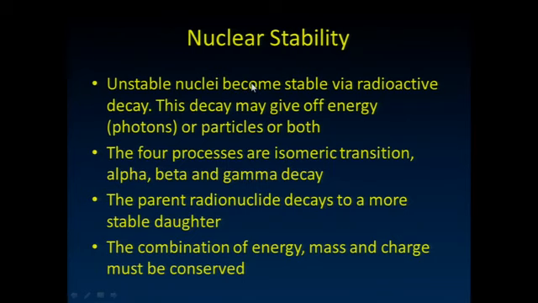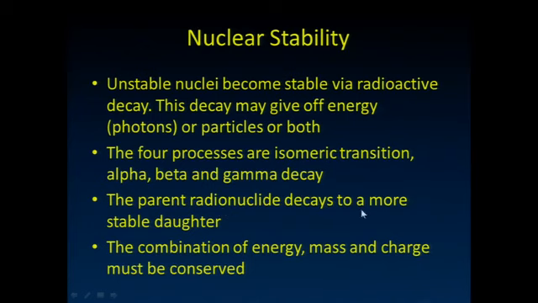That decay may give off energy in the electromagnetic spectrum, pure energy, gamma ray photons, or it may give off particles, or frankly, some things decay using both schemes. The four processes are isomeric transition, alpha decay, beta decay, and gamma decay, and I'm going to go through those here in a second. Isomeric transition, alpha, beta, gamma, electron capture, actually, I should have here.